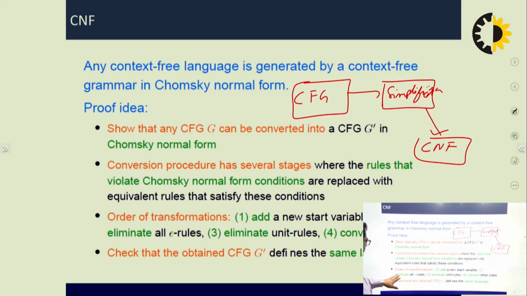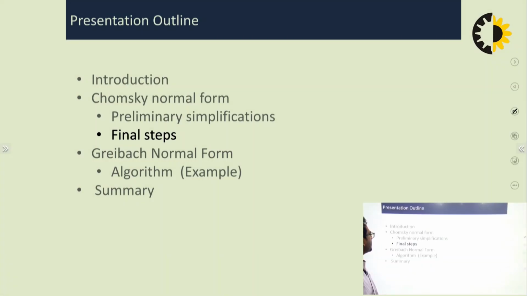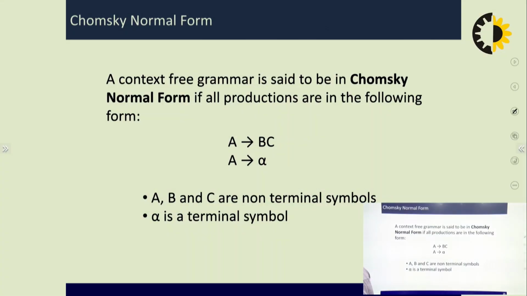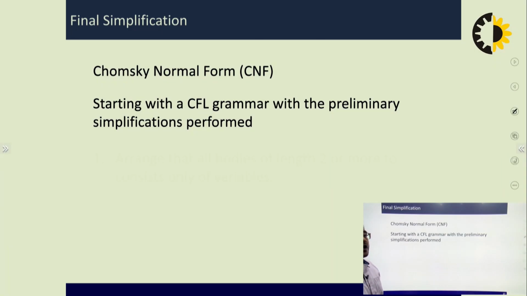Next, we have already read the order of transformation. Add a new start variable, eliminate all the null productions, eliminate all the unit rules, convert all these rules. So first of all, you have to simplify, then you can convert it. Now the final step: this is the grammar, Chomsky normal form. A Chomsky normal form is basically converted into this form, either this form or this form. We have already discussed it.